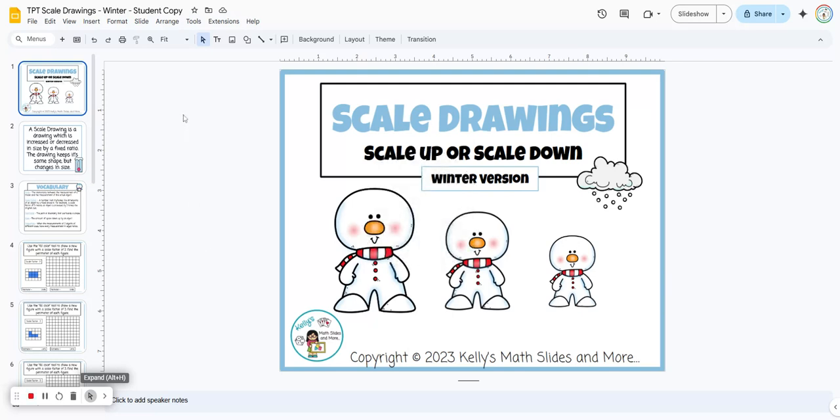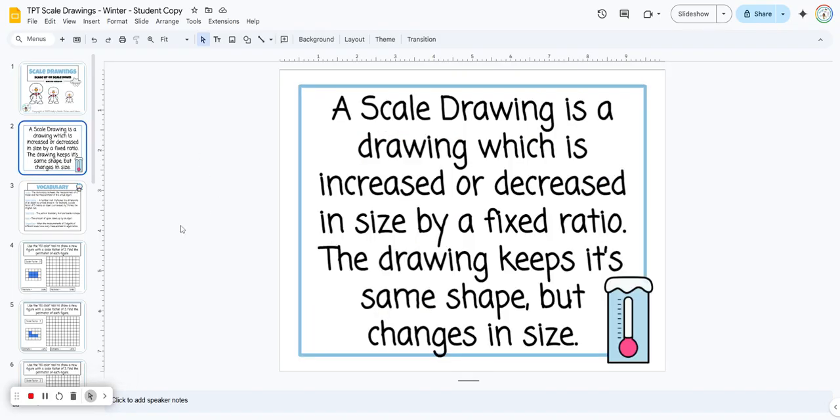Scale drawings, scale up or scale down. This is a digital lesson, and this one is winter themed. It's a lot of fun for the students. They can make their new drawings using the fill color feature of Google Slides.